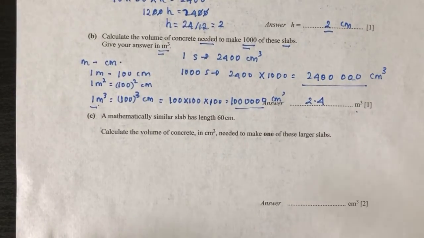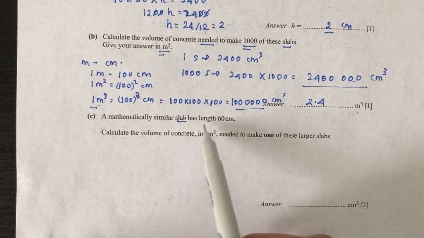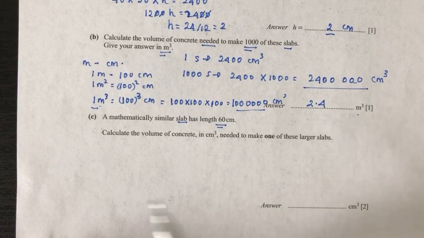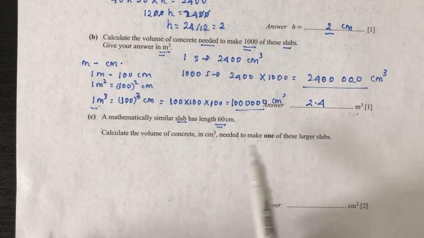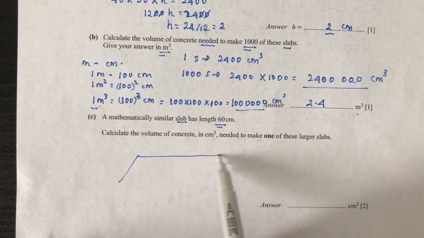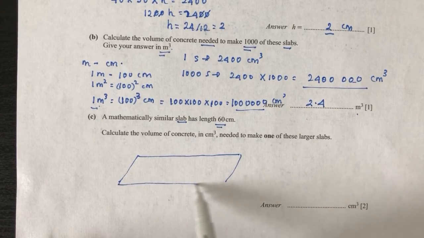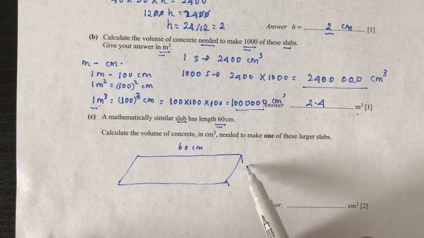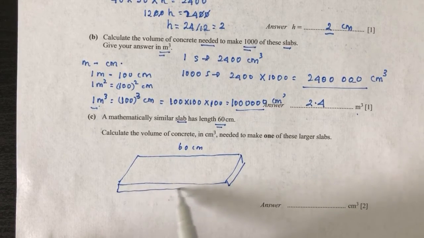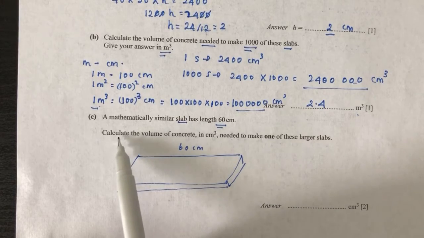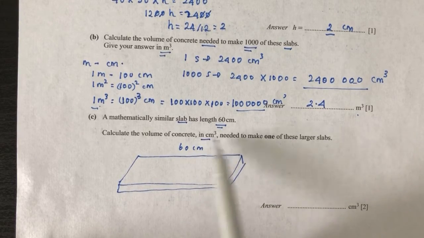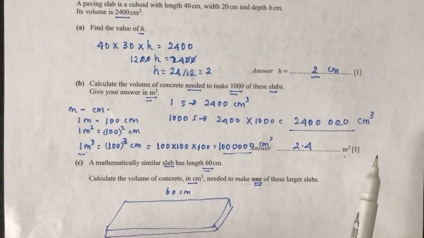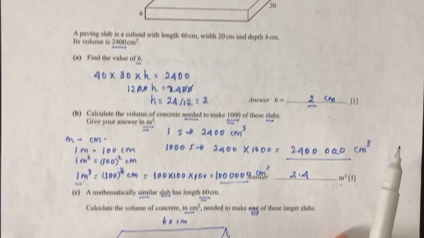So now for part C, a similar slab has length of 60. We have a similar slab, which means we can use proportional sides to find the values here. So we have another slab. The size is 60 centimeters for the length, and we don't know the other sides, but we can find them, right? Calculate the volume of the concrete to make one of these slabs. It's pretty easy. We have to use the rule of similarity to find this.